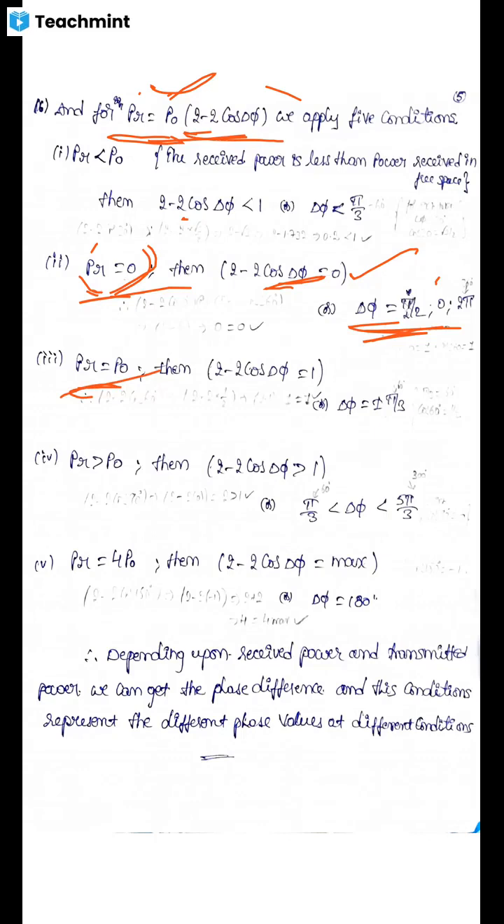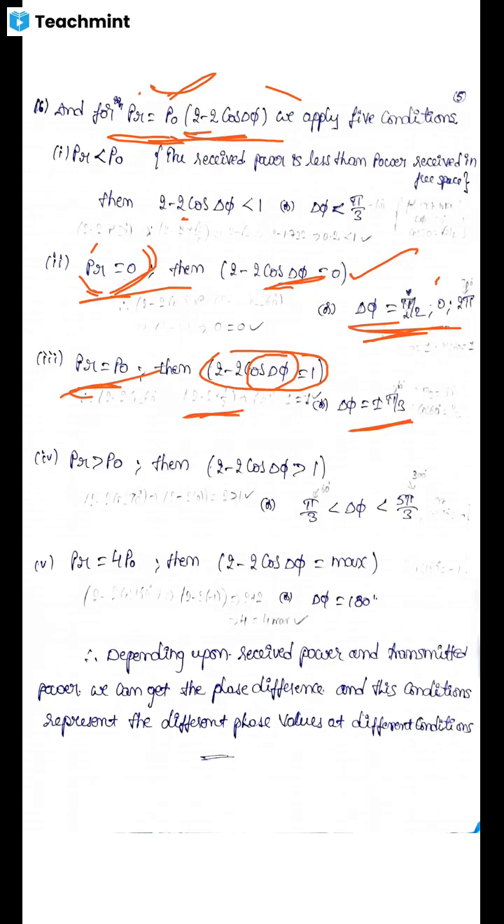Next, third condition, I will take PR is equal to P naught. PR is equal to P naught when 2 minus 2 cos del phi is equal to 1. Then what is the del phi value? The del phi value is equal to plus or minus pi by 3. What is pi by 3? Pi by 3 is equal to 60 degrees. Then apply cos 60. What is the value of cos 60? 1 by 2.